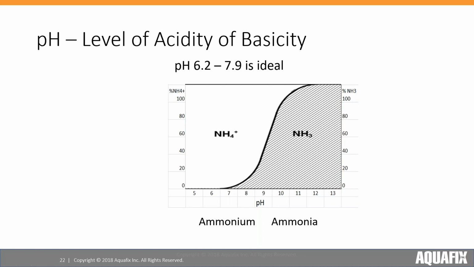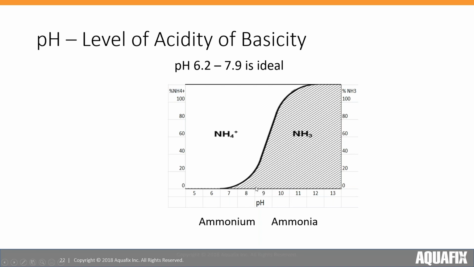Ammonia oxidation produces acids, so too much acid from ammonia oxidation can actually drop your pH down to about pH 5.5, at which point the ammonia oxidizing bacteria will be inhibited and they won't nitrify anymore. Conversely, ammonia oxidizing bacteria will either be dormant or they might die at a pH of greater than 8.5.